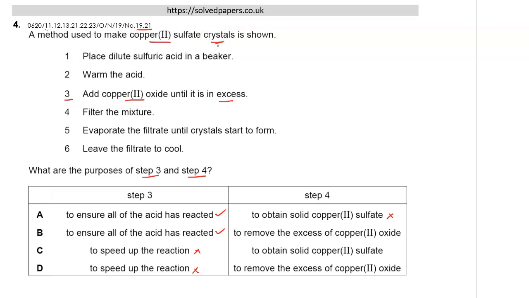The copper 2 sulfate crystals will be obtained when we crystallize the solution. So what is left in the filter paper is not copper 2 sulfate. What is left in the filter paper is copper oxide, which did not react with sulfuric acid because it was in excess. So this is not correct. To remove the excess copper 2 oxide, that is the right answer. Of course, to obtain solid copper 2 sulfate, that is not it. And that is also not correct. So the right answer here is B. Very good.